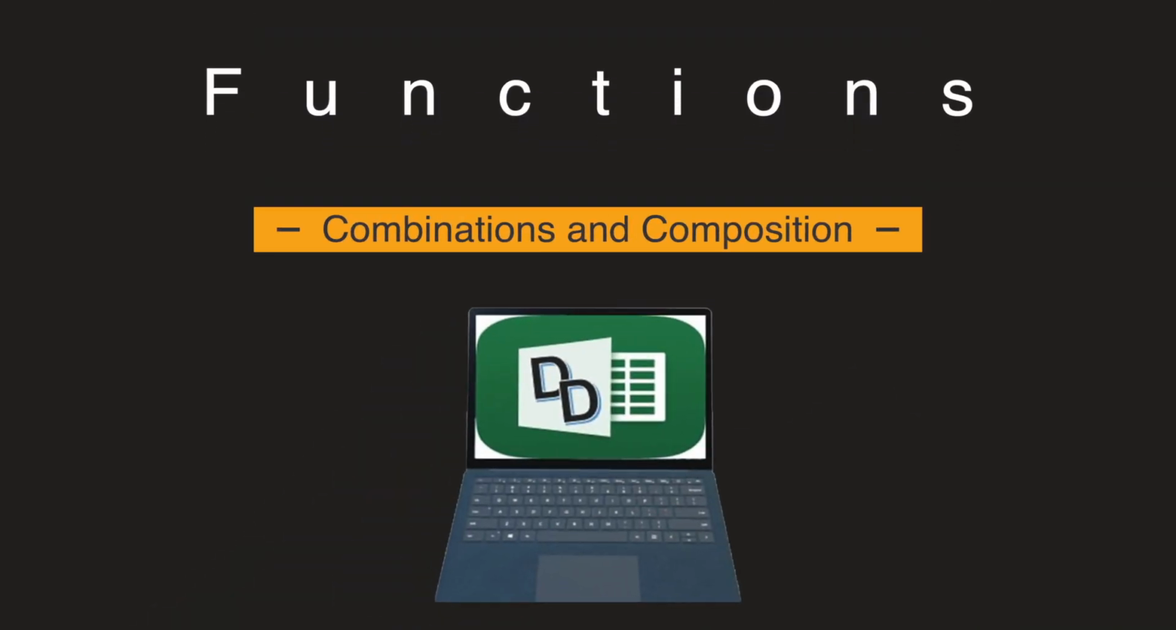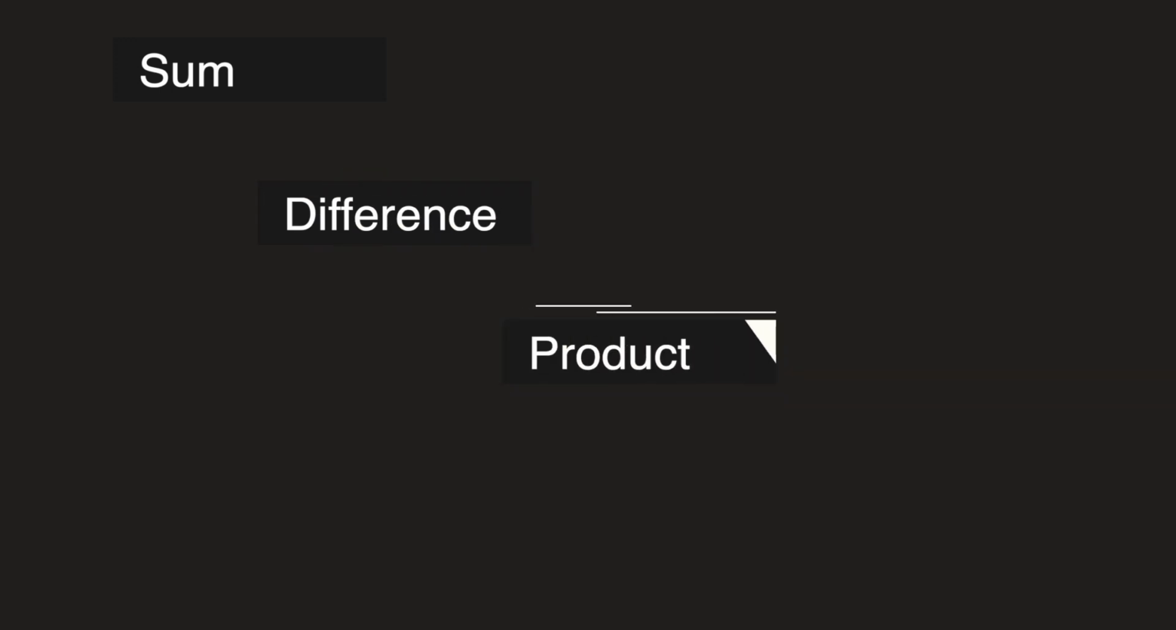In this video, we're going to talk about combinations of functions and composition of functions. There are four types of arithmetic combinations: sum, difference, product, and quotient. I will demonstrate each one of them with an example.